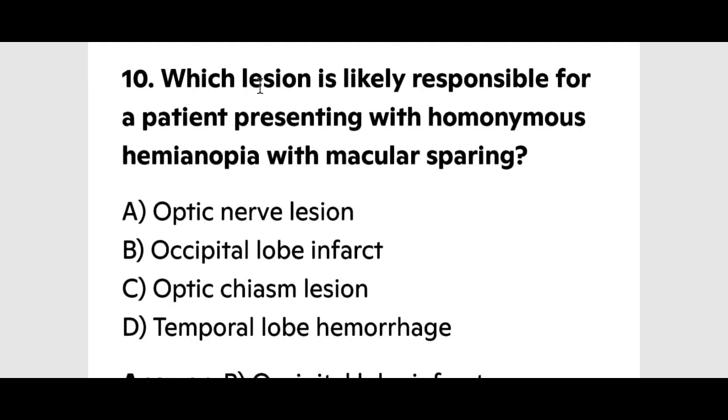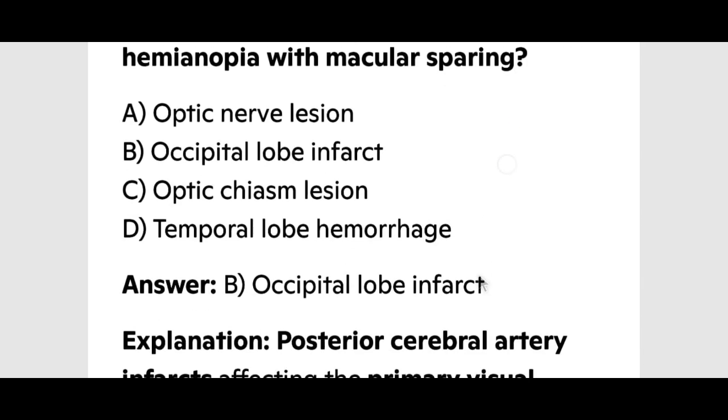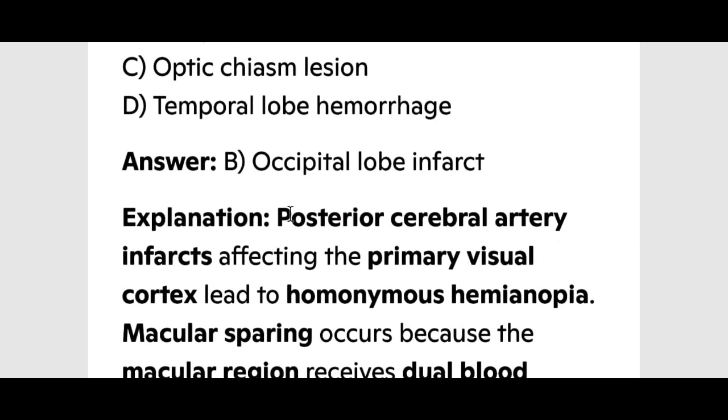Which lesion is likely responsible for a patient presenting with homonymous hemianopia with macular sparing? What is your answer? Answer is option B, occipital lobe infarct.